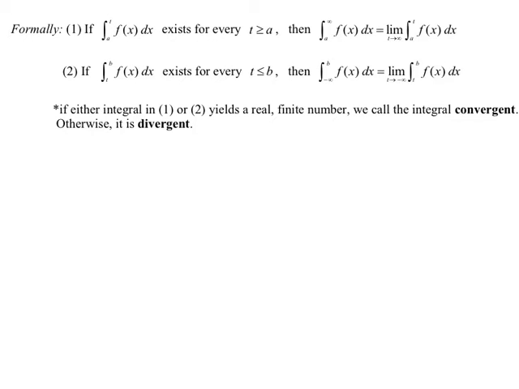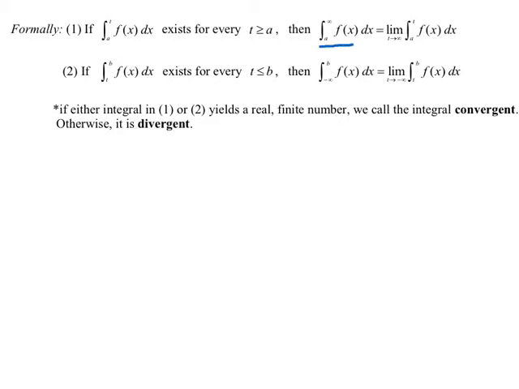Okay, so let's talk formally about what the rules for improper integrals are when I'm working on an infinite interval, I apologize. So if the integral from a to t of f of x dx exists for every t greater than or equal to a, then we say that the integral from a to infinity of f of x dx is equal to the limit as t approaches infinity of the integral from a to t of f of x dx.